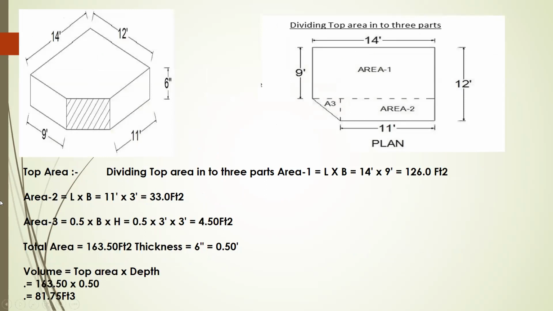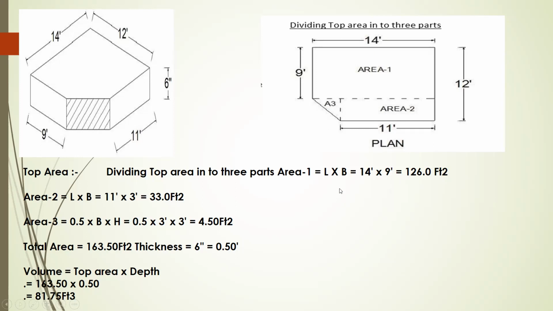Now, for this image, how will I be calculating? I'll be dividing it into three sections: area 1, area 2, area 3. This length will be 14 feet. This height will be 19 feet. This is 12 feet, that means this is a 3 feet length. Now what do you get? This is 11 feet, that means this length is also 11 feet. This is 3 feet. This is 9 feet.